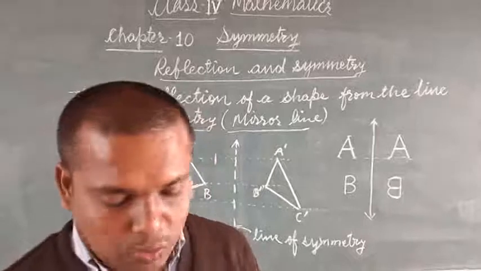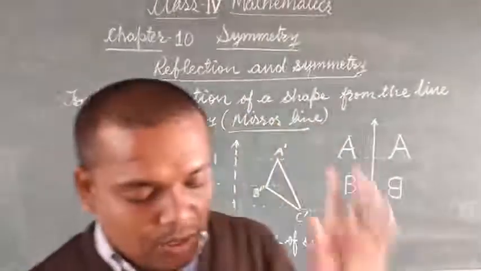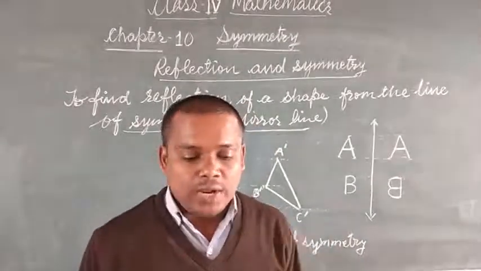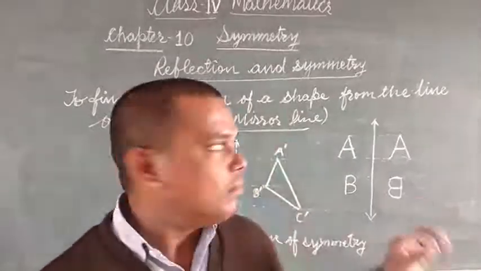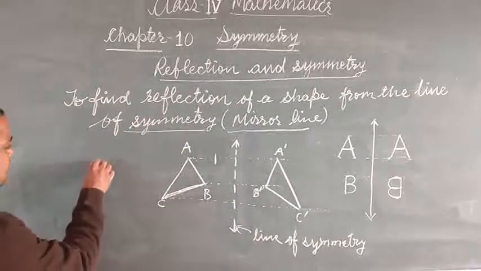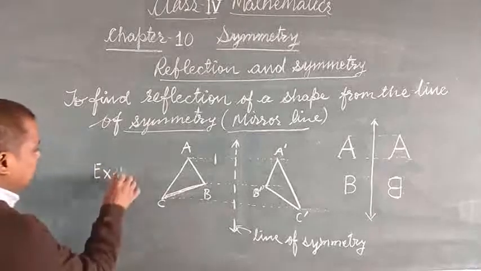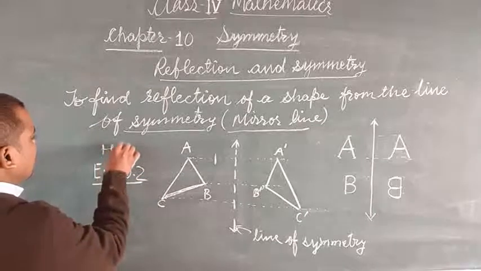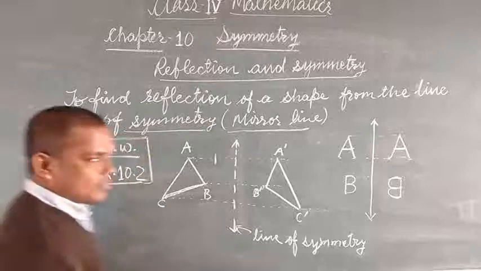So now I hope that you understood how to find the image of a point after reflection and also how to find the reflection of a shape from the line of symmetry or mirror line. Your homework will be exercise 10.2. That is your homework. So you will do this exercise.